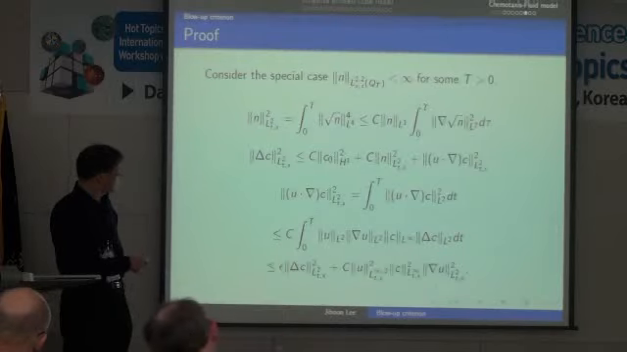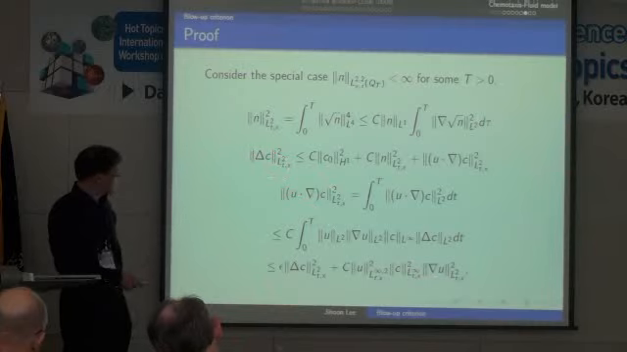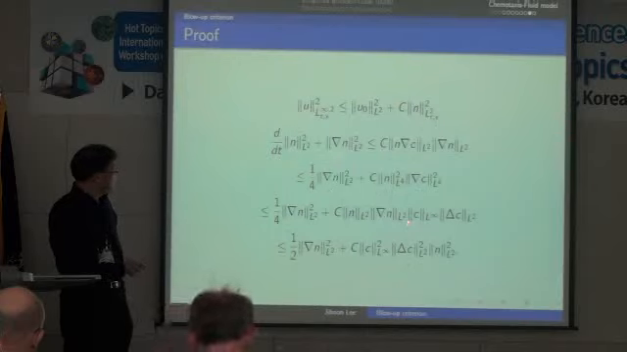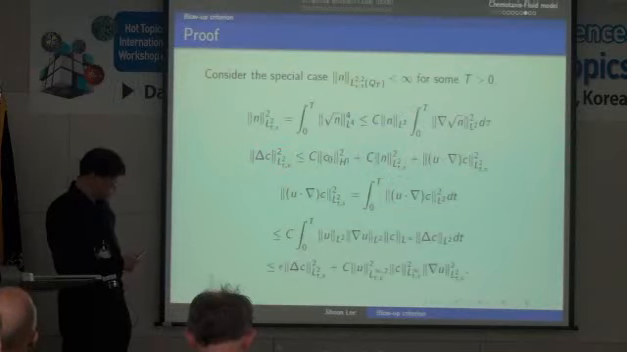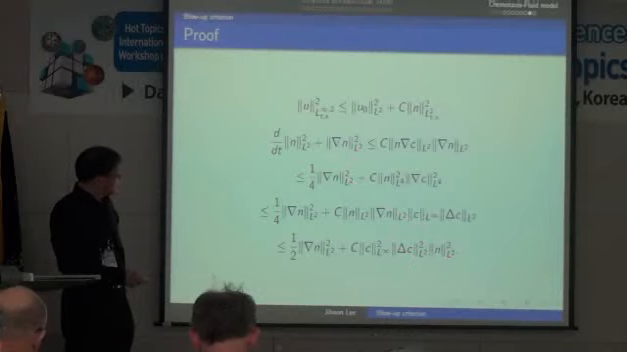So this quantity can be controlled by this one. This one can be absorbed to the left hand side, and also this one can be replaced by the L2 norm of n, and this is already finite, and also this can be replaced by the L2 norm of n. So if the L2 norm of n is finite, then we can control this one. And also, this is already finite, and using Gronwall's inequality, we can control these things if this is finite.